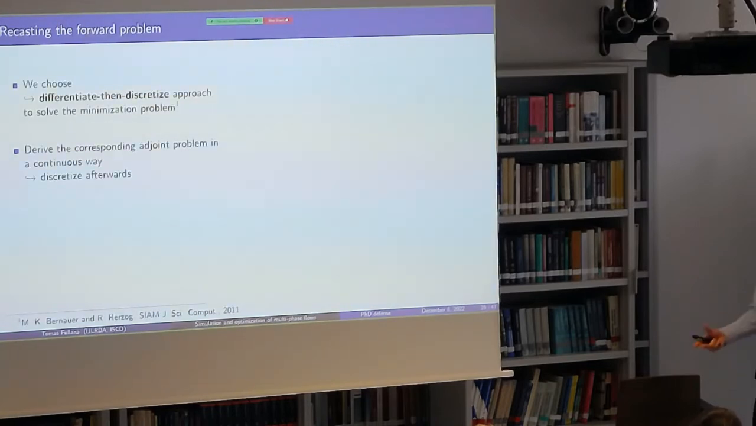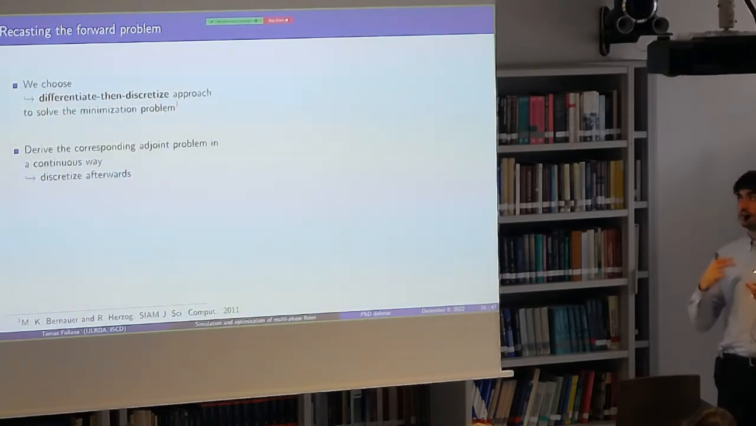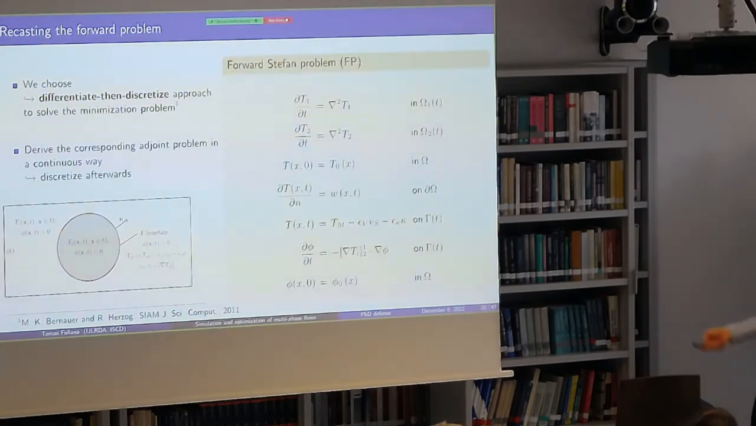And here I'm just going to recast the forward problem in order to introduce the adjoint derivation. We chose the differentiate-then-discretize approach to solve the minimization problem, meaning that we are going to derive the continuous adjoint and discretize it afterwards. So here is the problem that we have been solving so far.